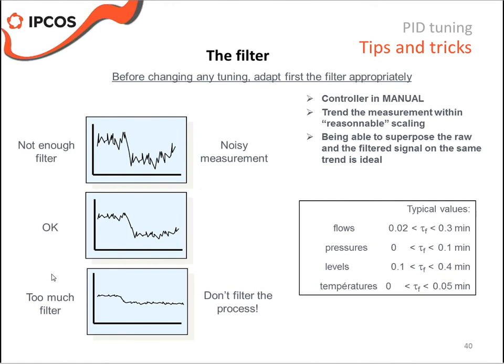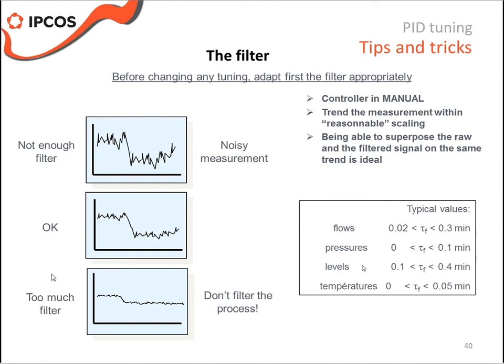And really there is an ideal type of filtering which you can inspect, check, and agree on. Now, the typical values for filtering in flows, pressures, levels, temperatures, these are just guidance numbers. There's nothing magic about this.